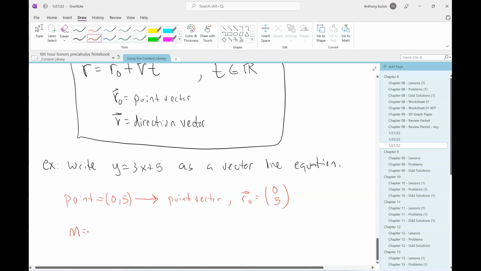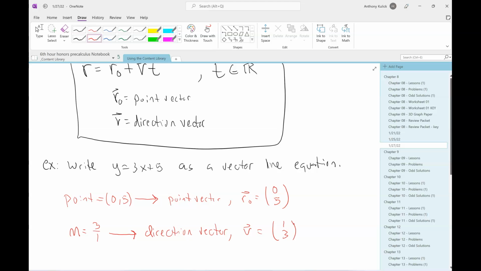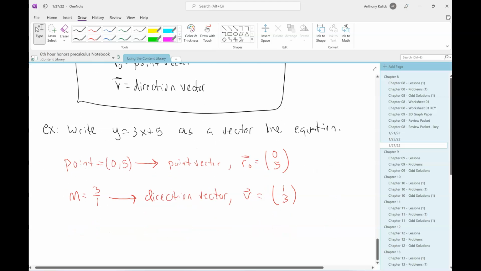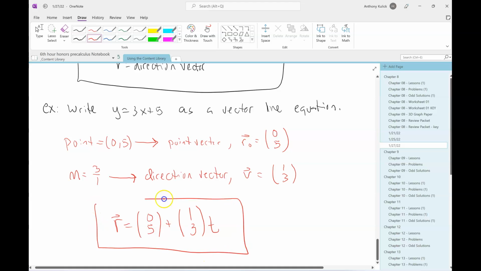What's the slope here for my line? 3. I'm going to write that as 3 over 1 though. That'll give me my direction vector, which would be 1, 3. Make sure you're not writing it as a fraction, right? This is a vector, not a fraction, so make sure you're being careful there. That's a common mistake. Okay, so now I have everything I need. And there's my vector equation for a line.